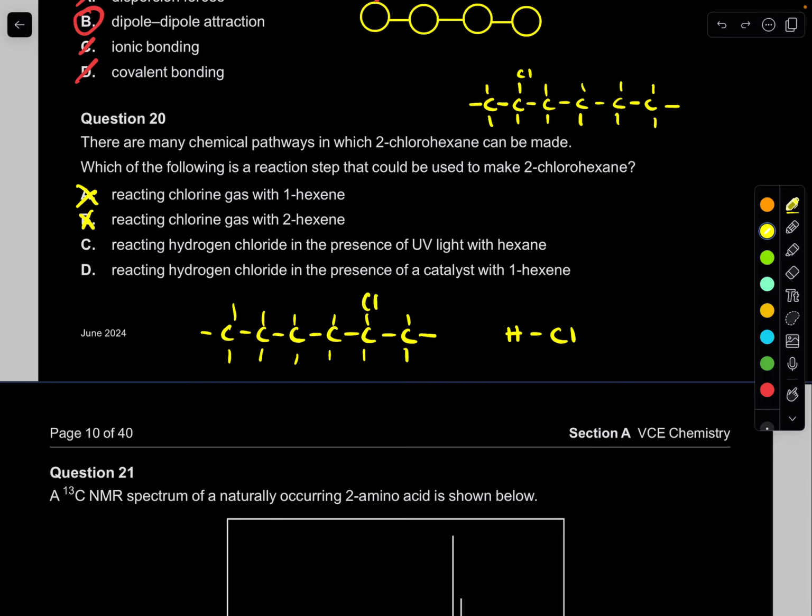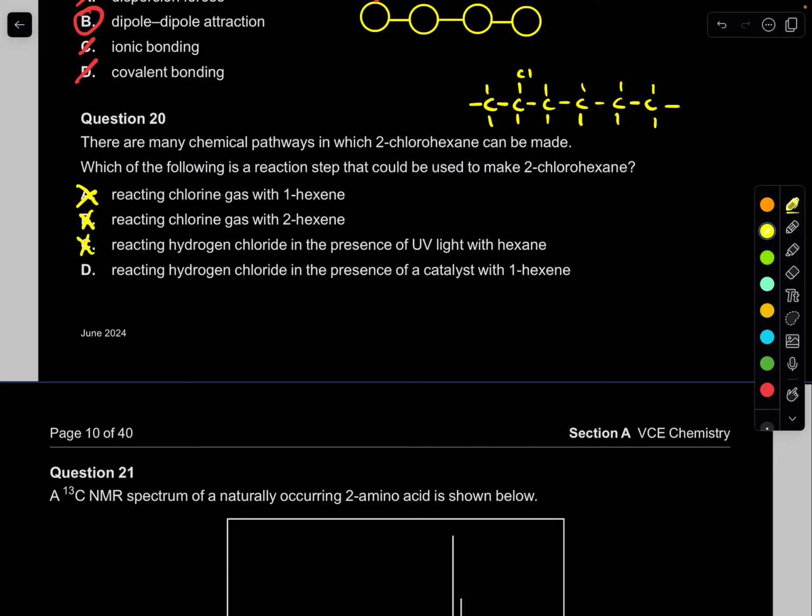You don't know where. There are so many possibilities. The chlorine could be here when you go through the substitution reaction and give it UV light, or it could be here, or it could be here. There are so many possibilities. So that's not true. This is not the best way you would try to make that 2-chlorohexane. Next one.